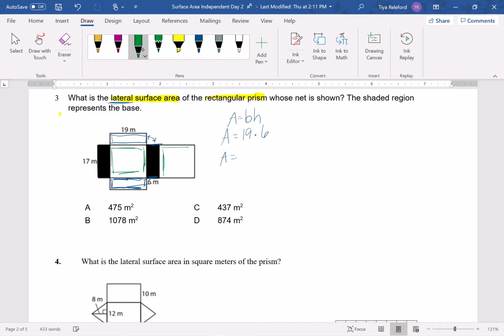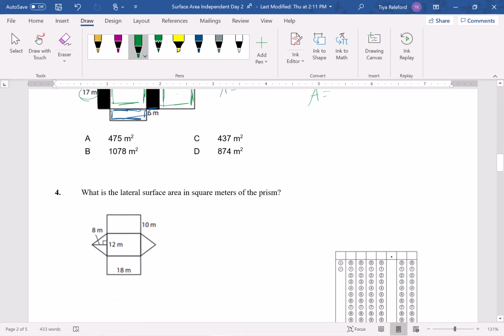Now I have 2 green rectangles that are congruent. The base is going to be 19 and the height is 17. So make sure this number gets written in both of the green. So you are going to add up 2 blue and 2 green to get the final lateral surface area. You are not going to worry about the shaded bases at all.